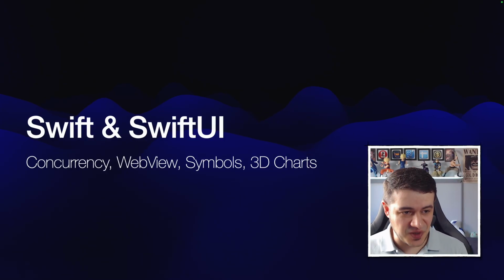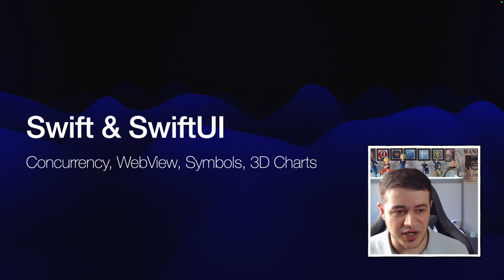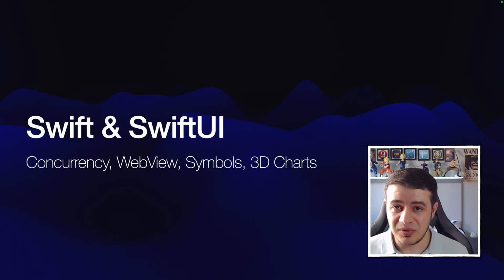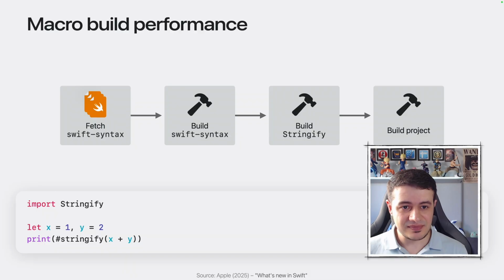Next, and this is the big topic that all us developers really care about, are Swift and SwiftUI, and we got a lot this year. First off, we're going to talk about concurrency with Swift 6, and then finally WebView. Then we get to SF Symbols, and then we have additions to the Charts library with 3D charts.